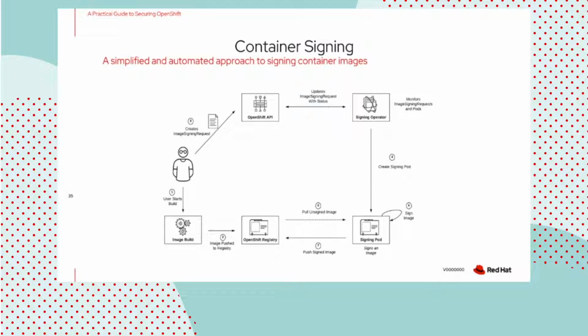Next is container signing. We recommend that you sign all custom built containers so that they're not tampered with between build and deployment. And this is just a workflow of how you can sign images. As you can see, a developer starts a build and pushes the build to a registry. He also creates an image signing request that kicks off a signing operator that creates a signing pod that pulls the unsigned image, signs it, and then pushes it back into the registry.